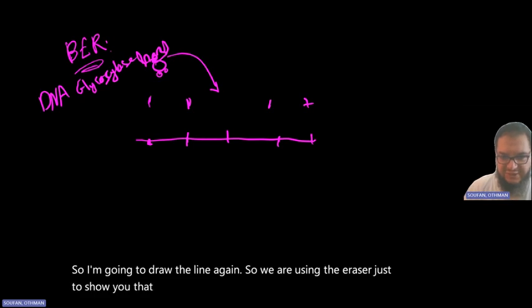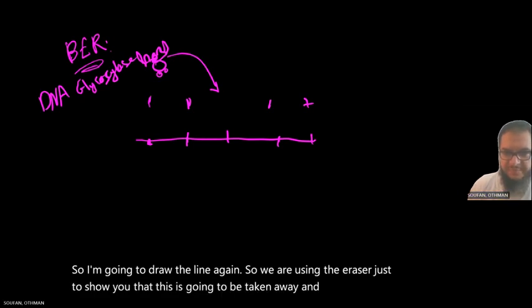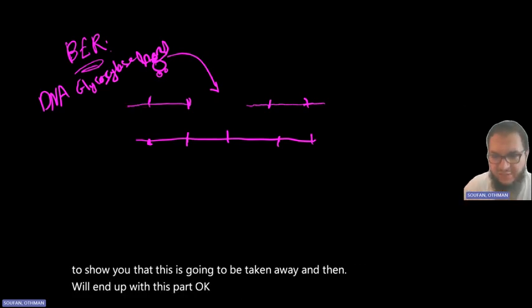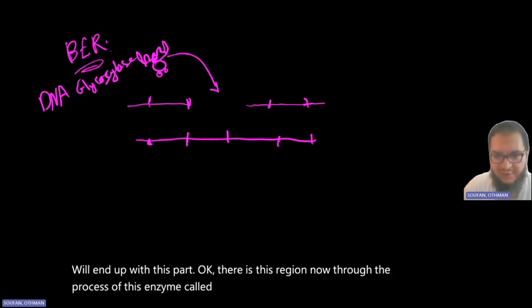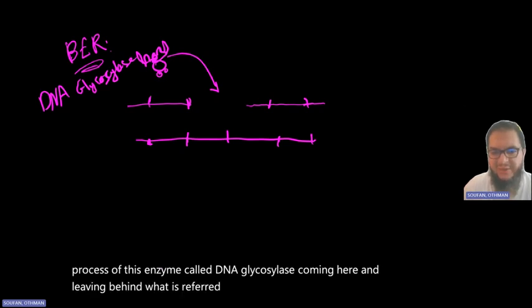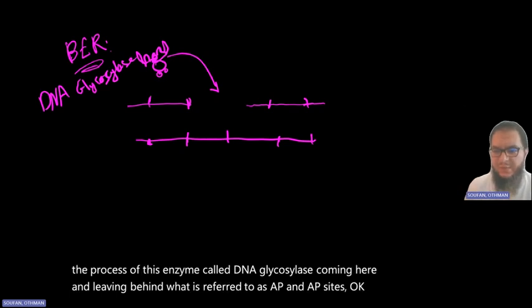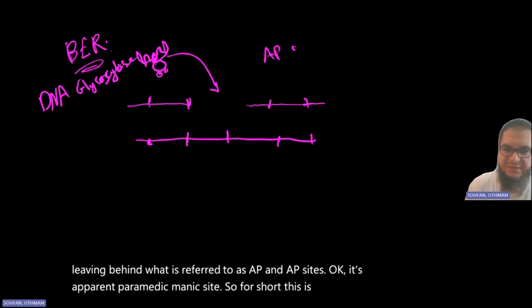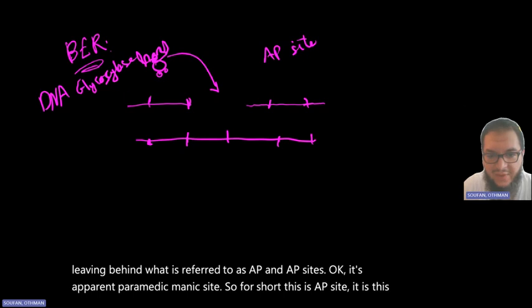So I'm going to draw the line again. We are using the eraser just to show you that this is going to be taken away, and then we'll end up with this part. There is this region now, through the process of this enzyme called DNA glycosylase coming here and leaving behind what is referred to as AP sites, apurinic/apyrimidinic site. So for short, this is an AP site. It is this region that is now empty.